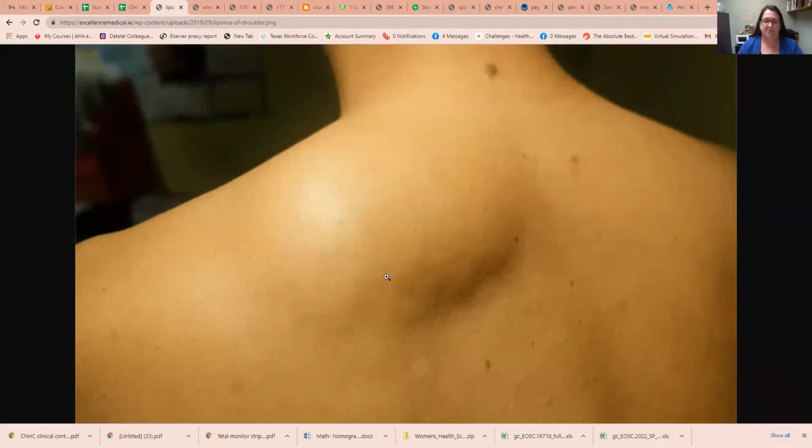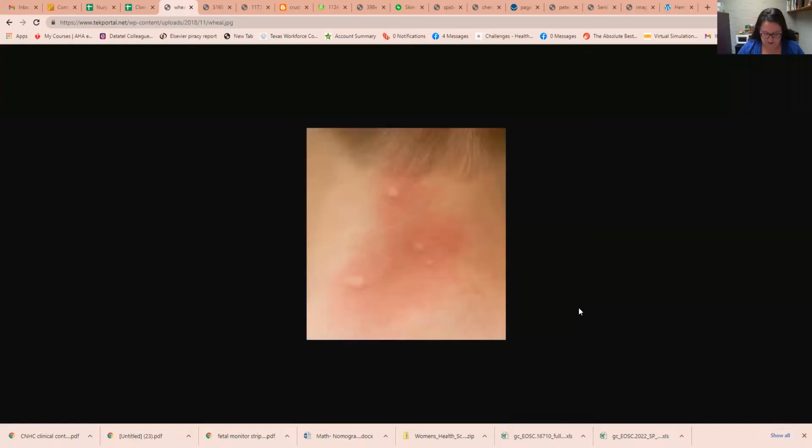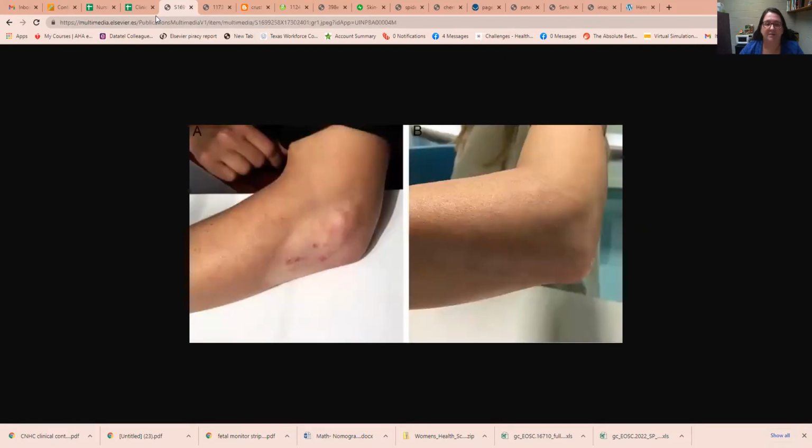A tumor is a larger solid mass. This is an example of a type of tumor. This is a lipoma, but a tumor is a larger solid mass. A wheal is a palpable area of skin edema. So think of a mosquito bite or hives. You can see this is just an area of edematous skin, and you can actually palpate that raised skin.